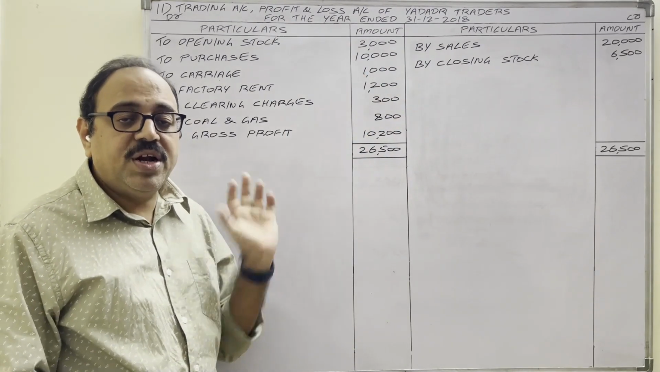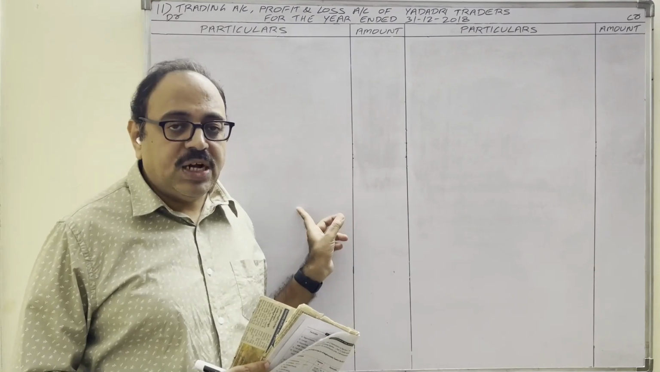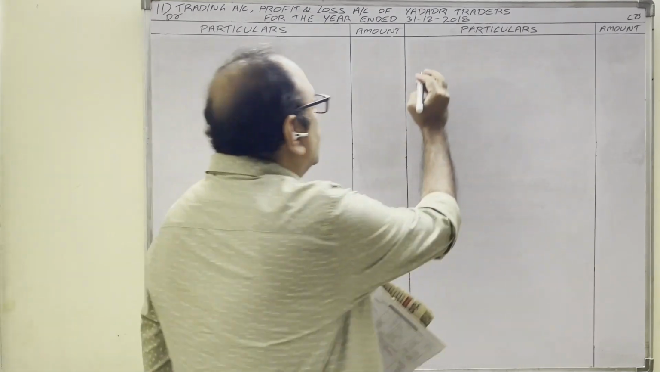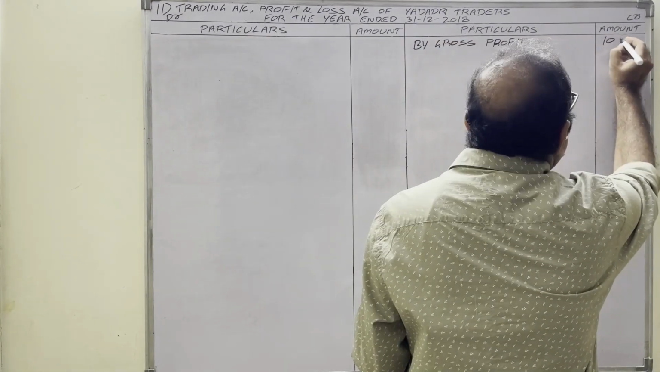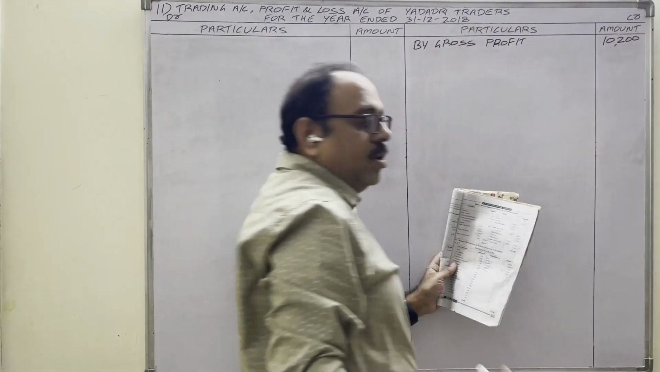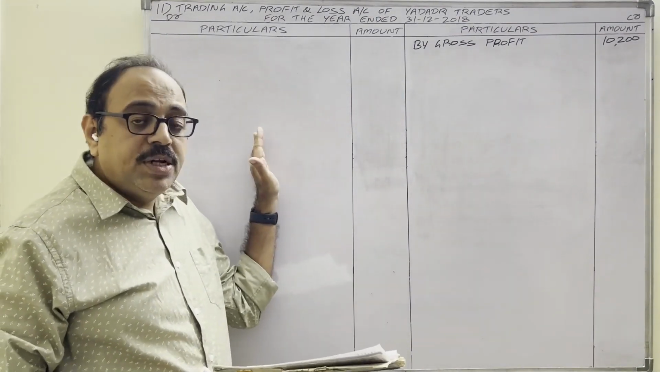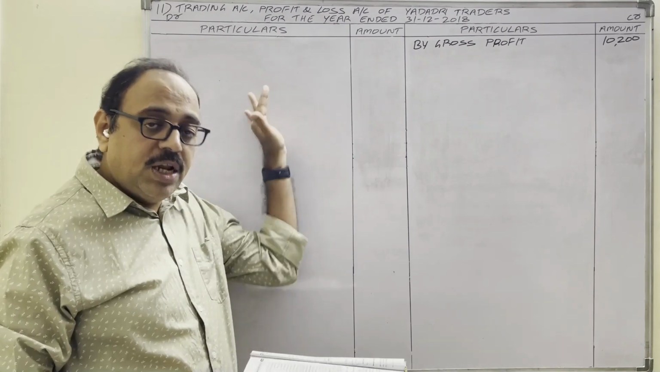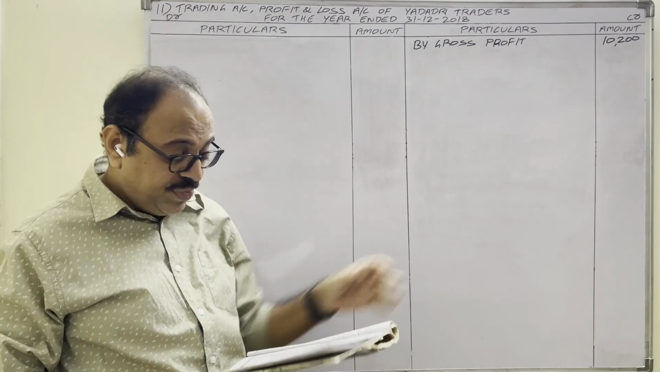Take a screenshot of the trading account. Now we will start the profit and loss account. First, gross profit on the right side, 'By gross profit, 10,200'. Now again the trial balance debit side. Indirect expenses and indirect losses go on the debit side; indirect incomes and indirect profits go on the credit side.